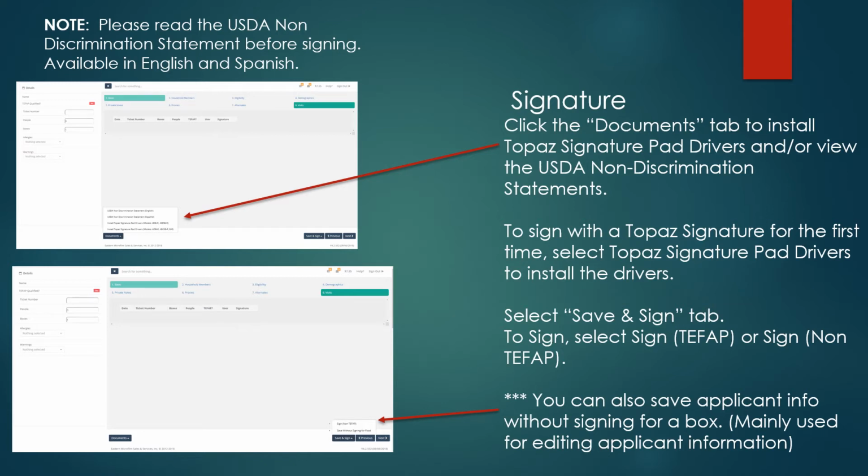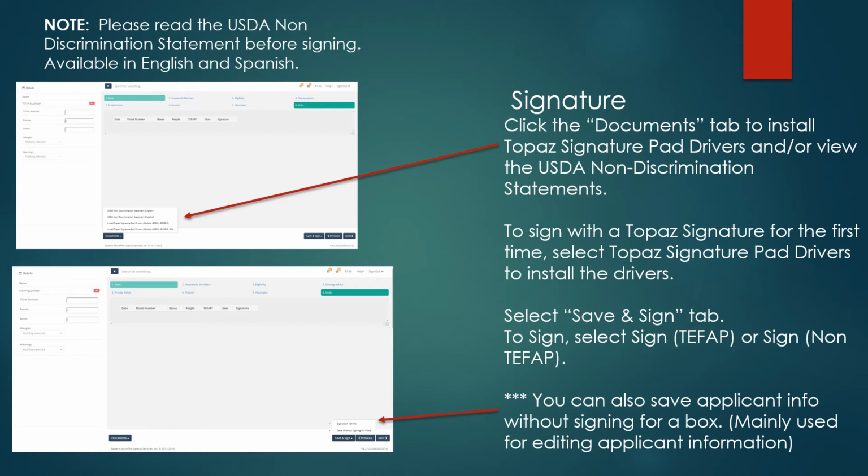Furthermore, with the documents, you are able to install any Topaz signature pad drivers. We have a couple of models there for you, so you have a couple of options as well. And that is mainly for people who are not able to sign for the applicant on the interface itself. Alright, so once you finish with that, looking at documents, you're able to save and sign the applicant.